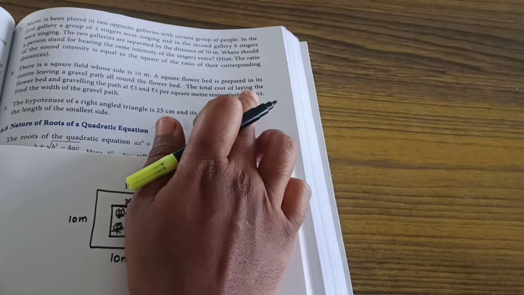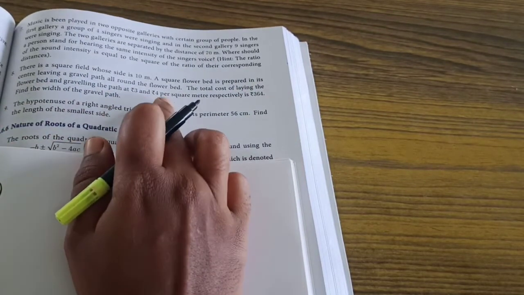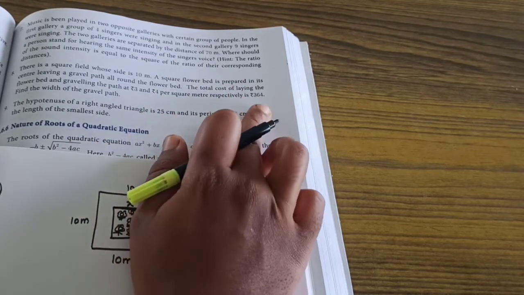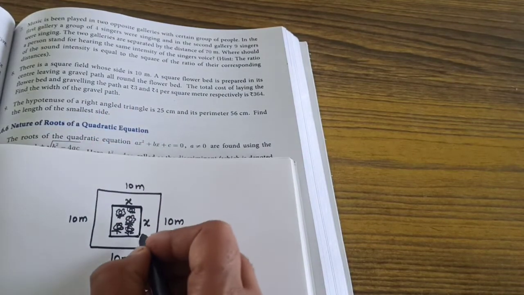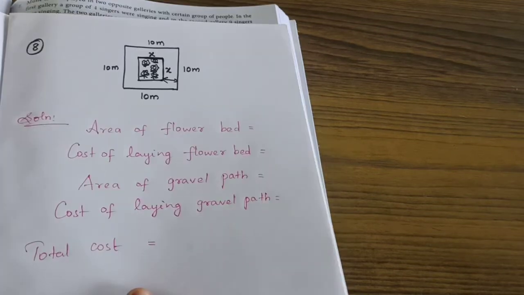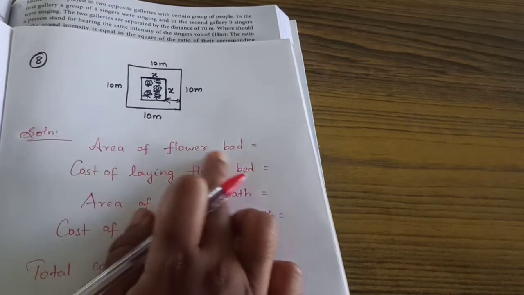The total cost of laying the flower bed and graveling the path at rupees 3 and rupees 4 per square meter respectively is rupees 364. We need to find the width of the gravel path. This width only we need to calculate. Shall we solve now? Listen dear students, the information I wrote. Area of flower bed.